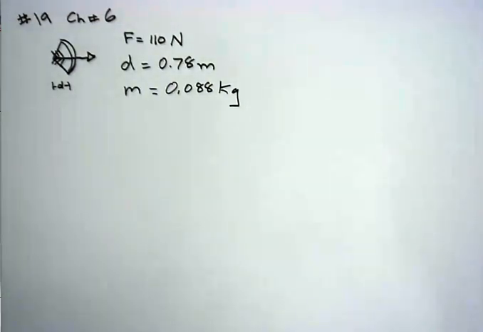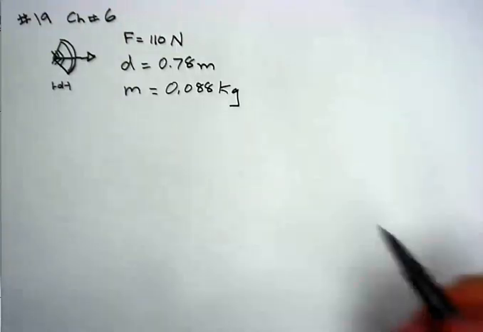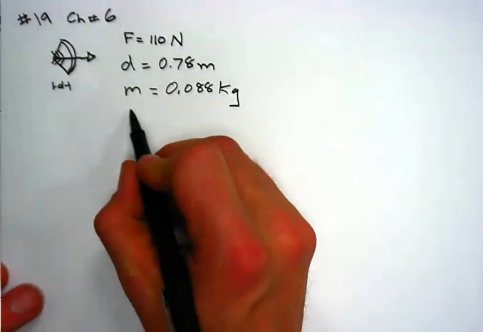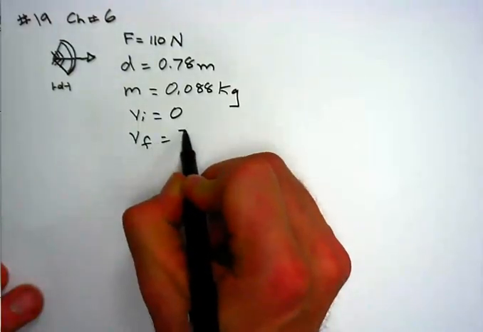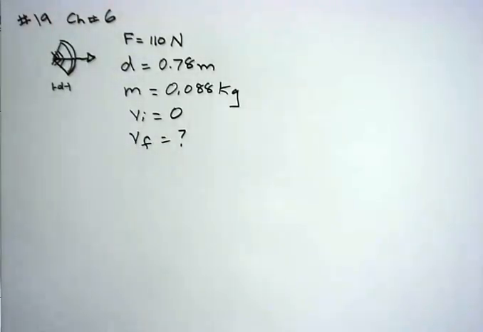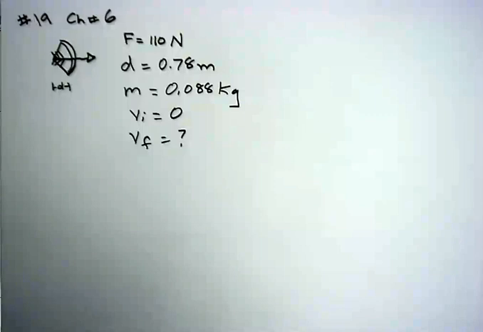And it wants to know how fast this arrow is going to go. Well, I know it's starting at rest. How fast is it going to go? All right. Now, what we're going to use is the work energy theorem to solve this problem. The work energy theorem.